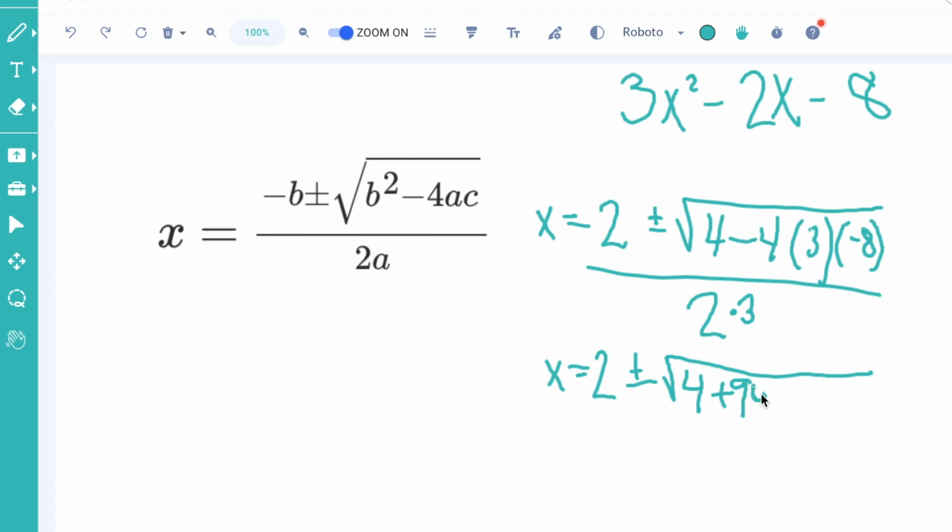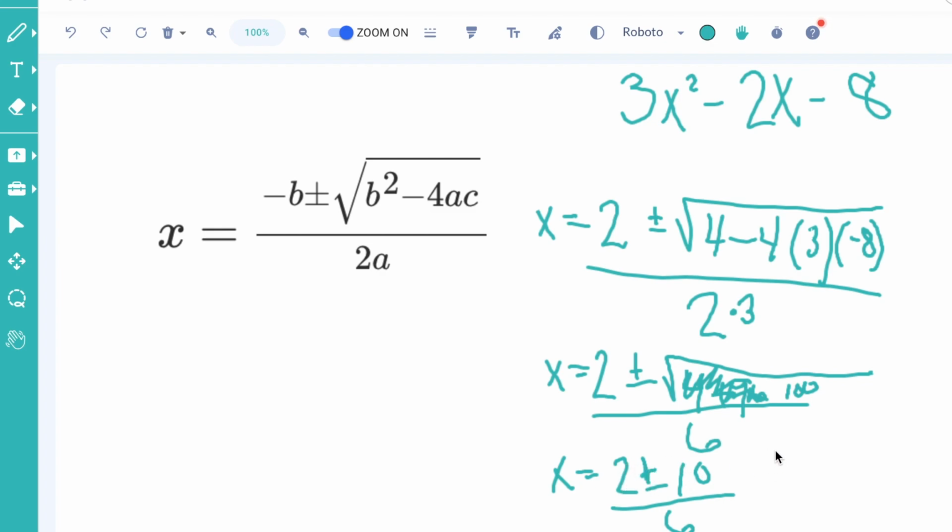So 4 plus 96 all over 6. And then 4 plus 96 is really 100, so we're going to take the square root of 100. All right, so x equals 2 plus or minus the square root of 100, which is 10, and then over 6. And so again, when you take the square root, you can have a positive answer, so positive 10 or negative 10.